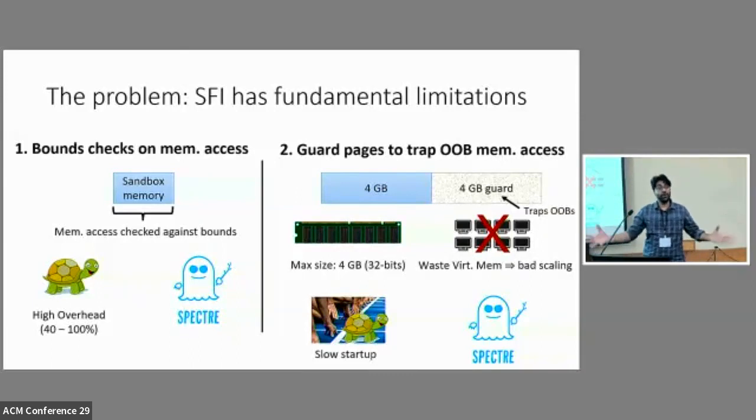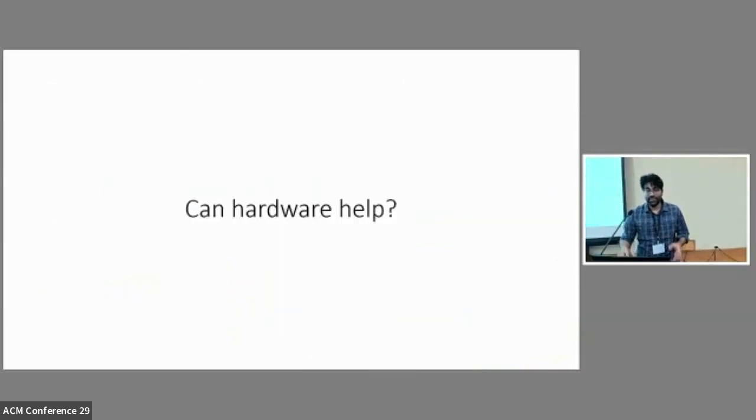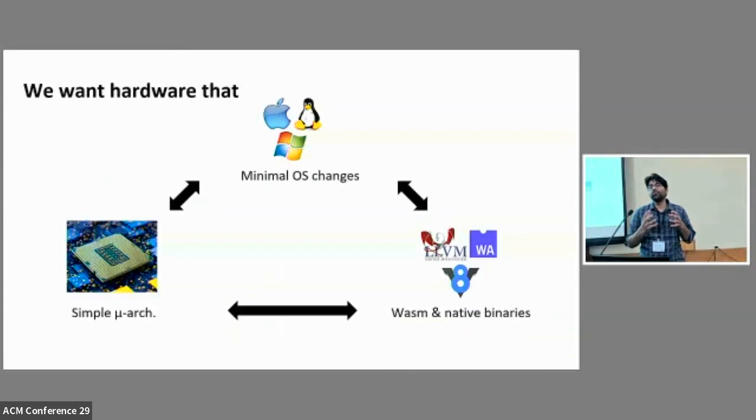And so the question I hope you have at this point is, can hardware help? Like ASPLOS, we certainly hope it can. So if we had this hardware, what would we want? Well, we actually really want to balance three things simultaneously. One is we want this hardware to have a simple microarchitecture, easy to implement across a range of CPUs, across different architectures, x86, ARM, so on.